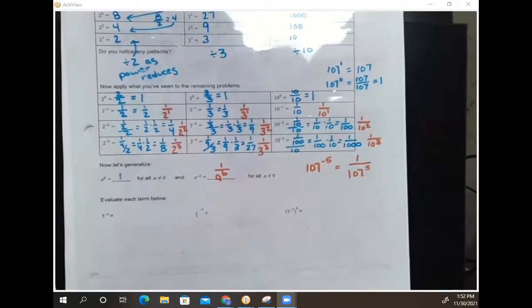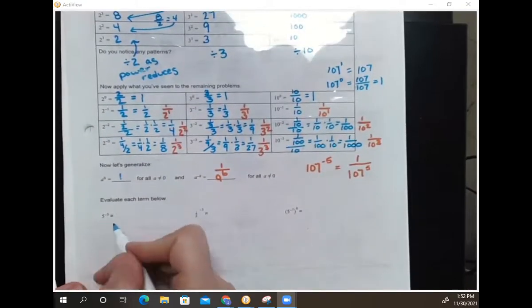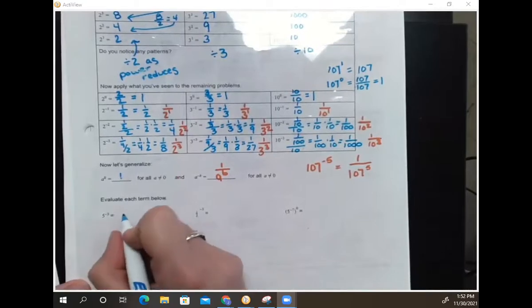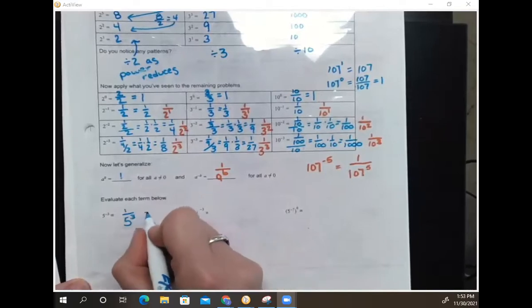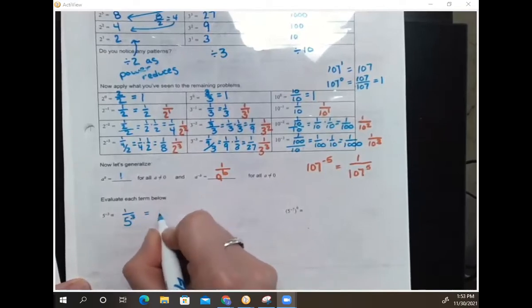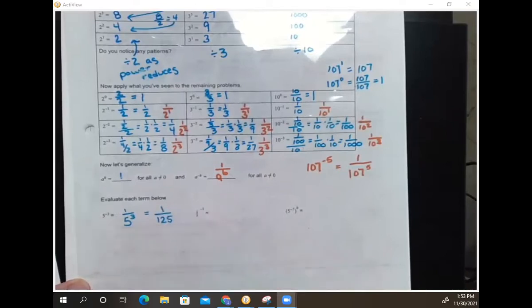If we want to evaluate 5 to the negative third power, this would be 1 over 5 cubed. I know that 5 cubed would be 125. So what I get here is 1 over 125.